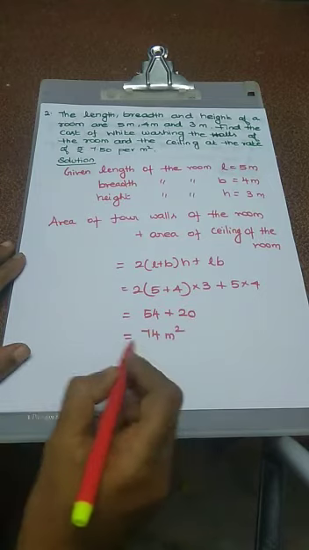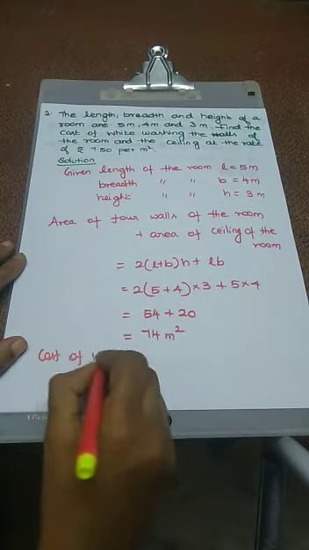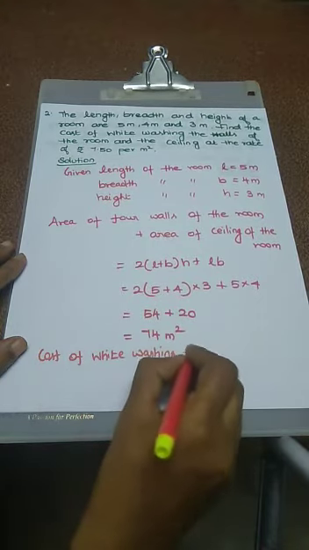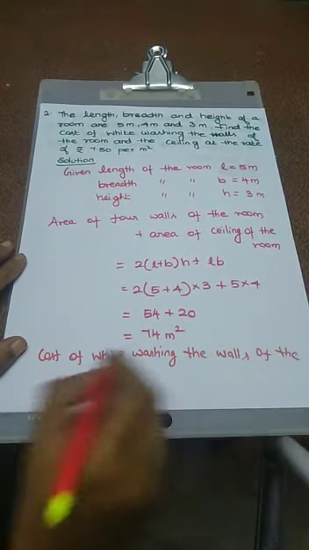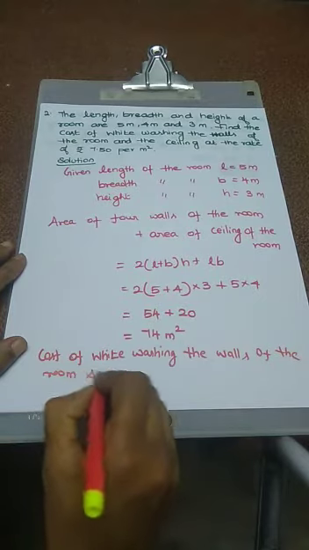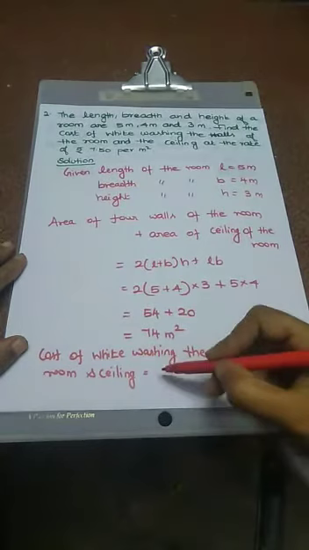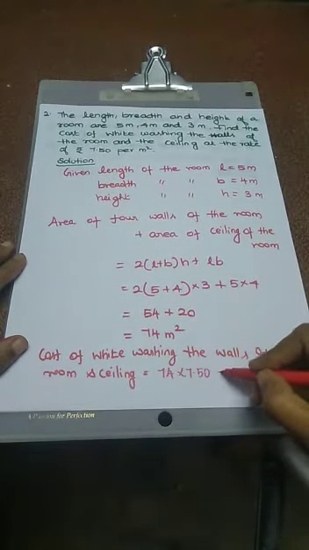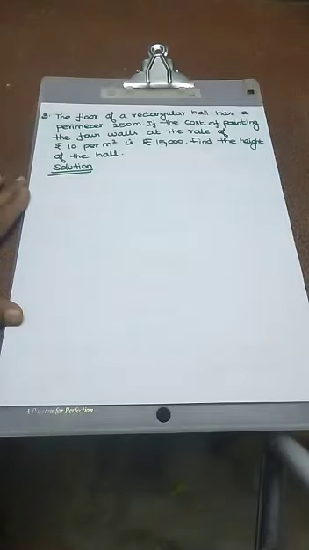Then we have to multiply the value with 7.50. Cost of whitewashing. Easily we get the value 74 into 7.50. We just multiply the value. The answer is rupees 555. That's all.